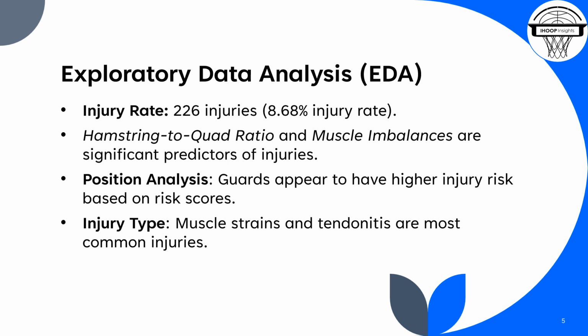Now moving on to our exploratory data analysis. We have the injury rate here, around 226 injuries, which is around an 8.68% injury rate. Hamstring to quad ratio and muscle imbalances are significant predictors of injuries. In position analysis, guards appear to have higher injury risk based on risk scores, and for injury type, muscle strains and tendonitis are the most common injuries.